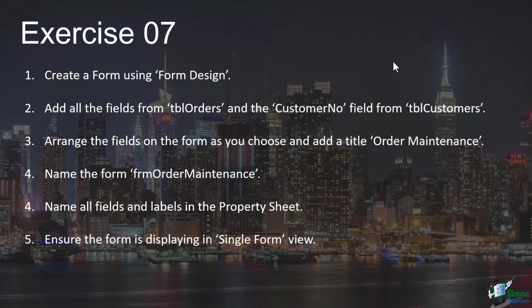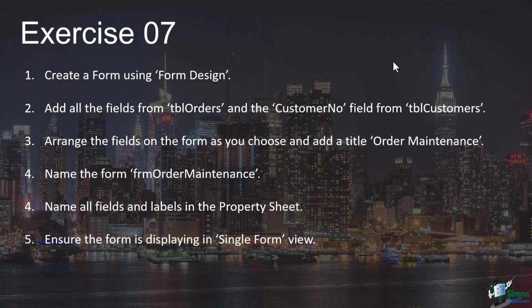from Tubble Customers. Once you have all of those fields on the form, I'd like you to arrange the fields on the form however you choose. But I would like you to add a title that says Order Maintenance. So make sure that you leave a little bit of room at the top of the form for that title. I'd like you to save and name the form FRM Order Maintenance.